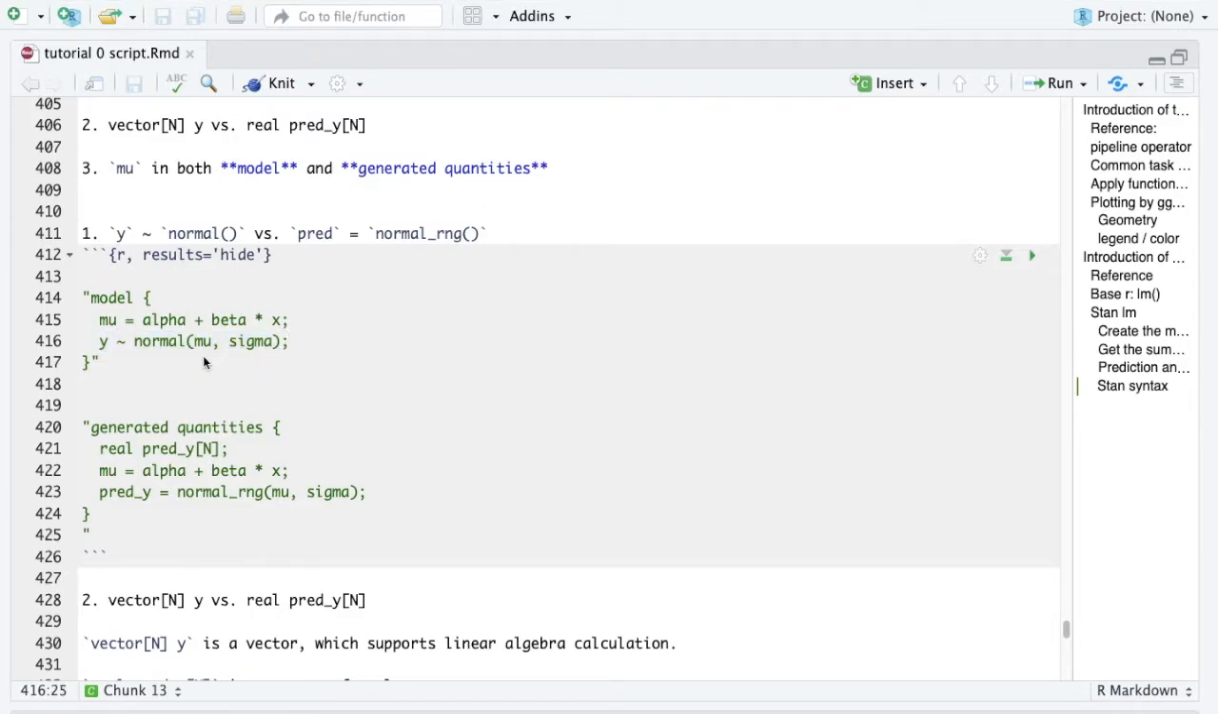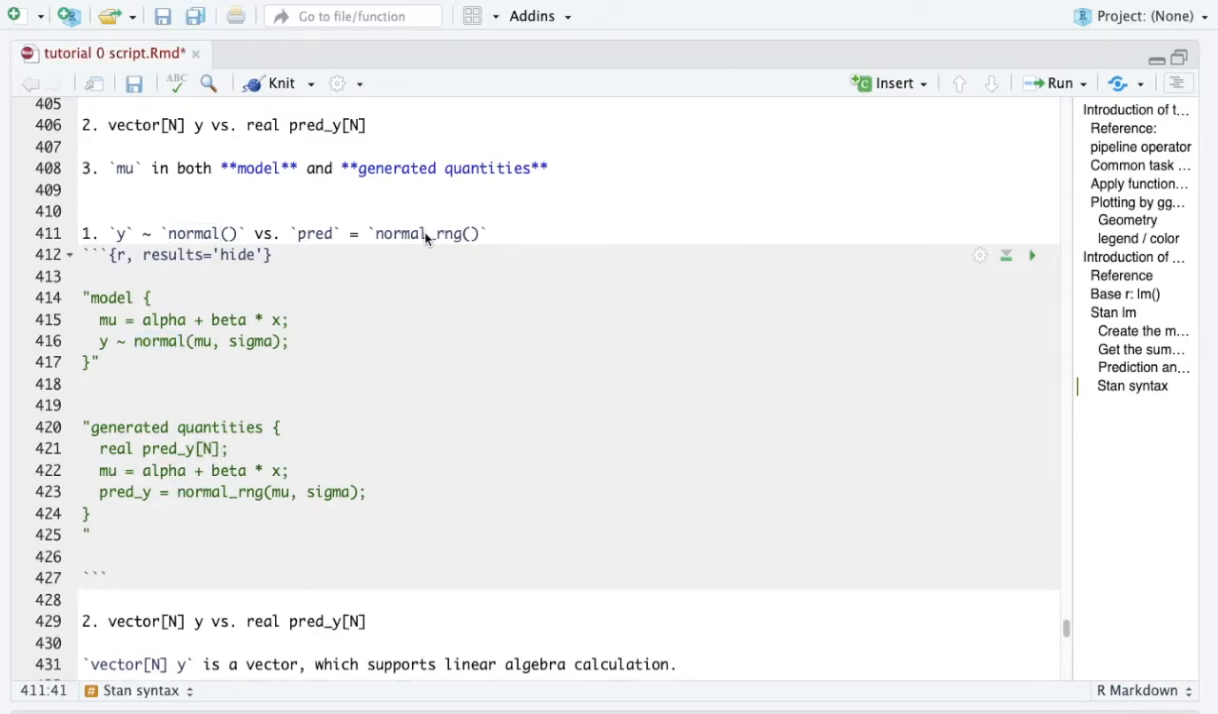In future classes, we will have not only tilde normal, but also tilde binomial, tilde Poisson, or tilde multinormal functions. On the other hand, the normal RNG function is basically the rnorm function in R. So it's a generative function. It will draw a random sample from the normal distribution with the mu and sigma. I mean, these two values are defined values.